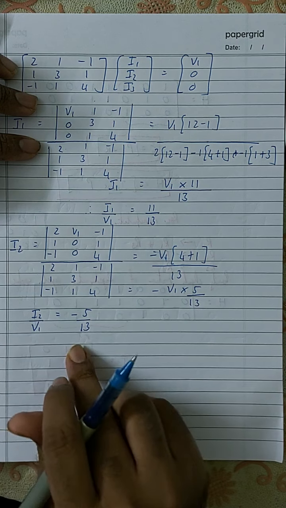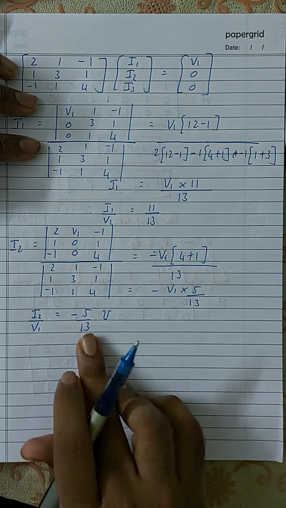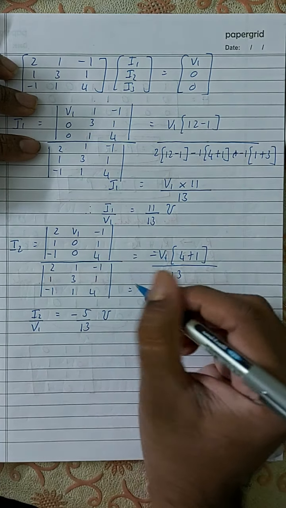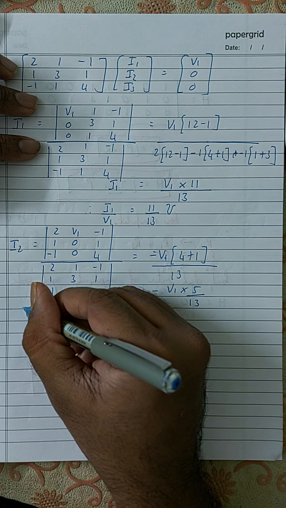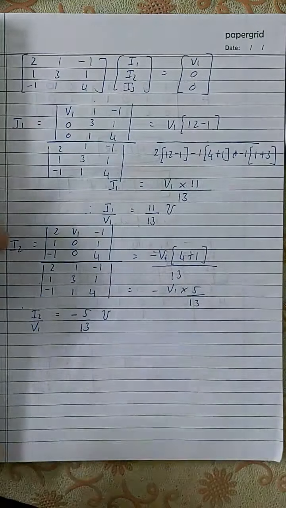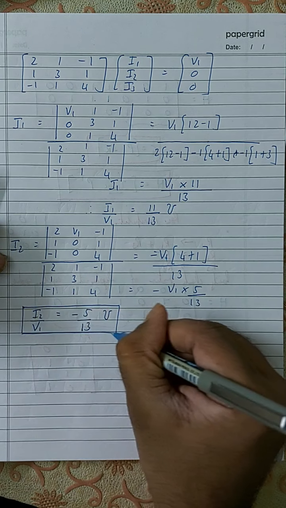And if you are interested in the unit, here the unit is mho, the opposite of ohms. Here also it is mho, conductance, right? That's why it's a unit of conductance. So this is the equation. Did they ask for I2 by V1? Oh yes, they asked for I2 by V1. So I got one answer. I found I2 by V1.